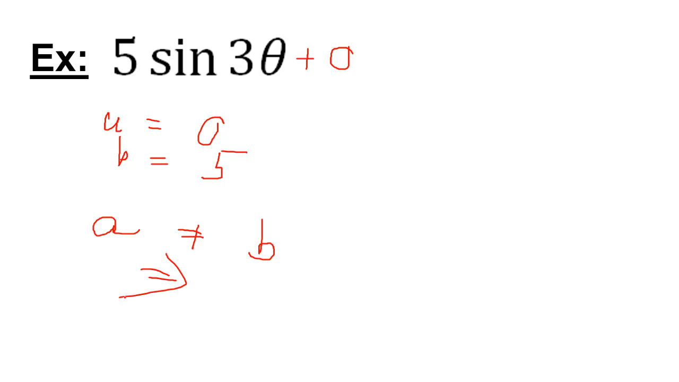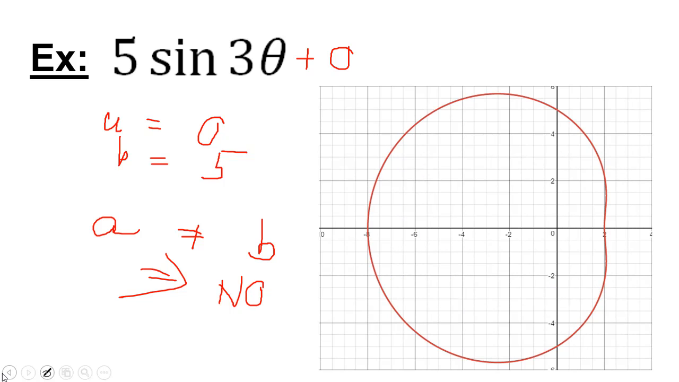Is this a cardioid? First you must think, is it the equation that I mentioned earlier? What is a and what is b? Well, you cannot see a, so a must be 0. So a equals 0, b equals 5, and because a is different from b, this is not a cardioid. This is the graph of the equation.